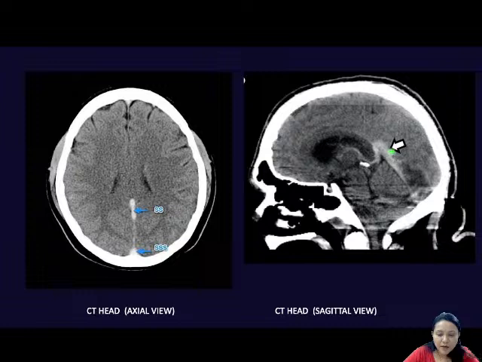The arrow they have marked in the lateral view. So that is the sagittal view. You can see the straight sinus, and in the axial view also you can see the straight sinus anteriorly, and here you have the cut section of the superior sagittal sinus.